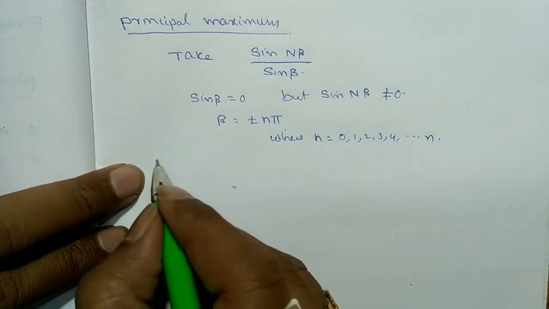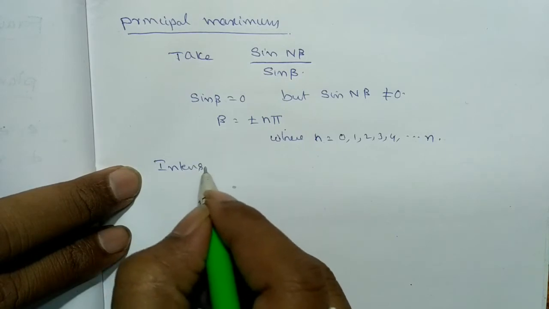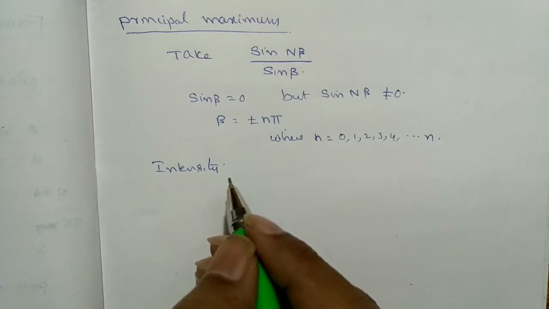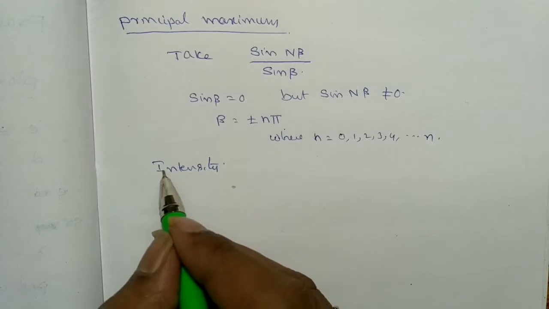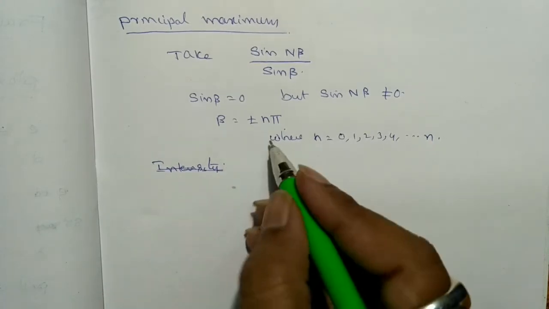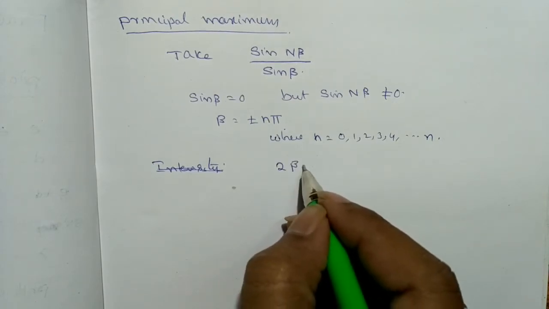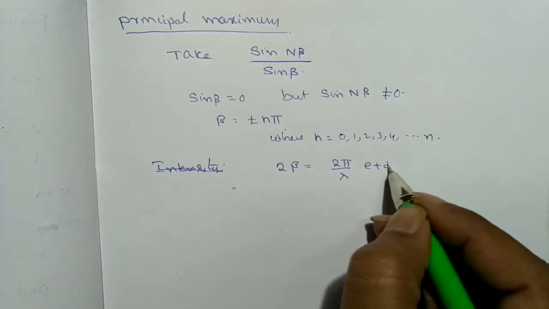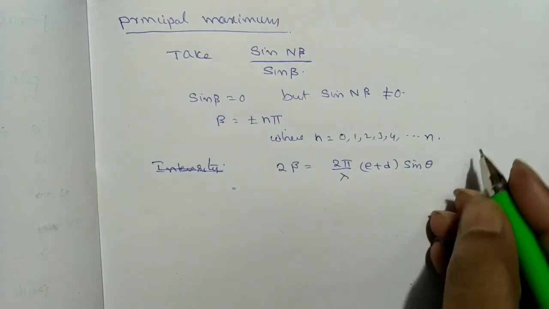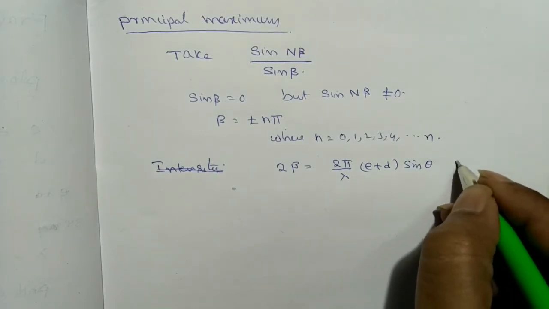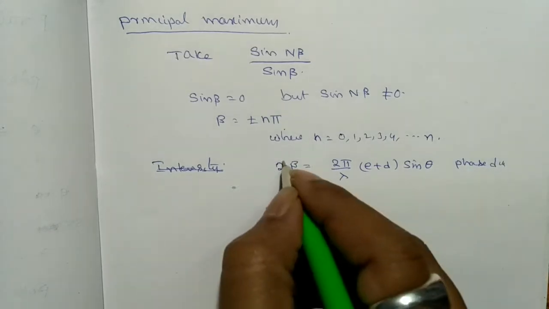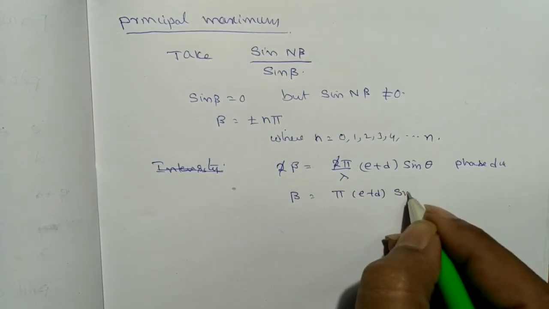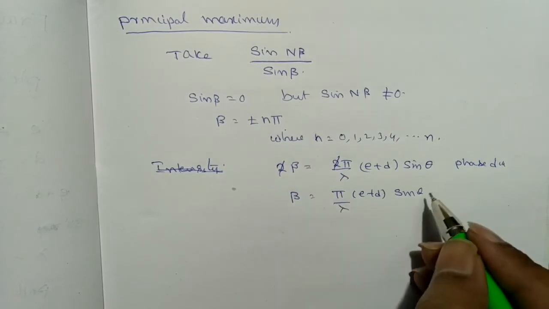Now we have to find out the intensity. Already we know 2β is equal to 2π by lambda into (e plus d) sin theta, which is the phase difference. That means the 2 gets cancelled. β is equal to π into (e plus d) sin theta by lambda. This is the phase difference.